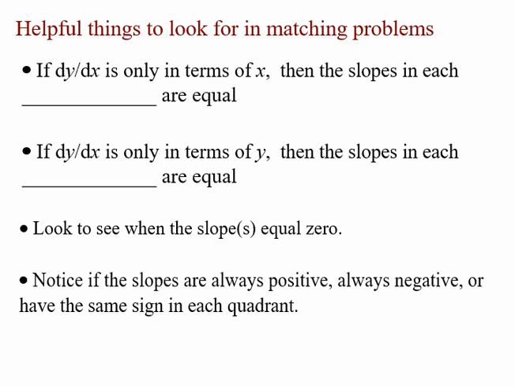And with all of that, we should be able to come up with these helpful things to look for. If our dy/dx is only in terms of x, then slopes in each column are equal. If it's only in terms of y, then slopes in each row are equal. Good to look to see when slopes equal 0. And lastly, if they're always positive, always negative, or have the same sign in each quadrant, that can be a big clue. Good luck on your matching.